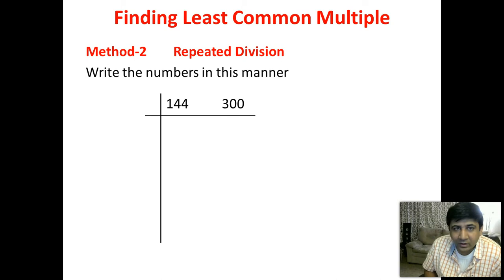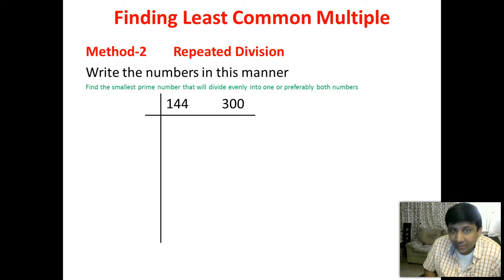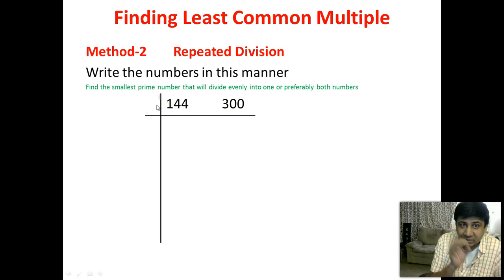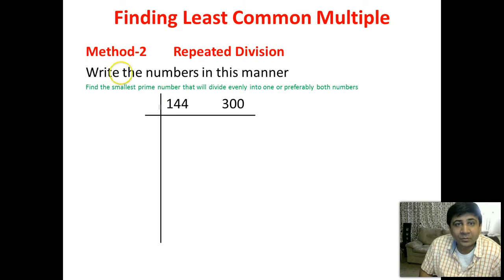You start, okay, you pick a prime number. Find the smallest prime number that will divide evenly into one or preferably both of these numbers. Always try if 2 works or 3 works, the smallest one. The smallest prime number is 2. Let me start with 2 here.